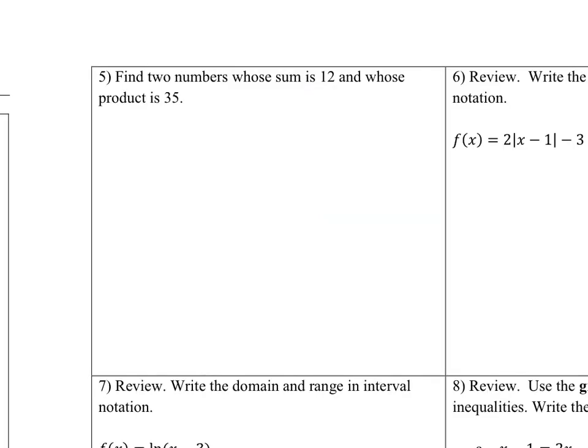All right, flipping over to the next page for number 5, it says find two numbers whose sum is 12. So let's say the numbers are x and y. If I sum them, they have to make 12, and their product is 35, so xy equals 35. You might be able to figure this out just off the top of your head, but let's do it algebraically.